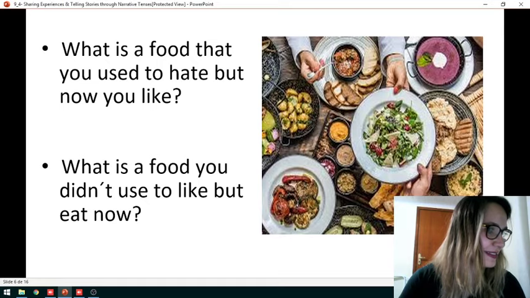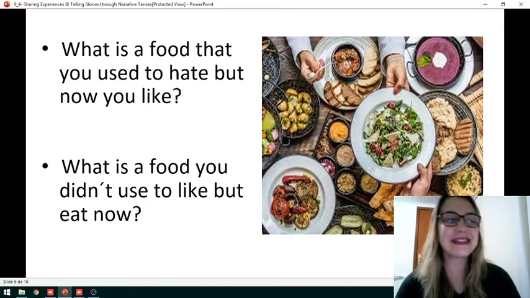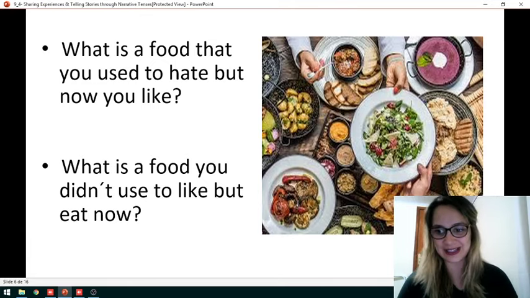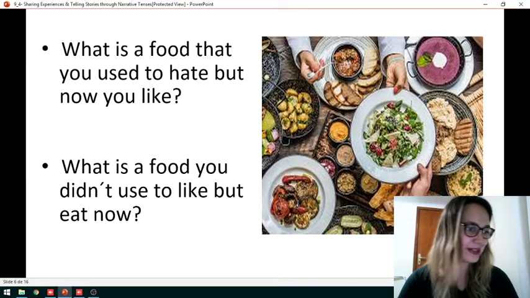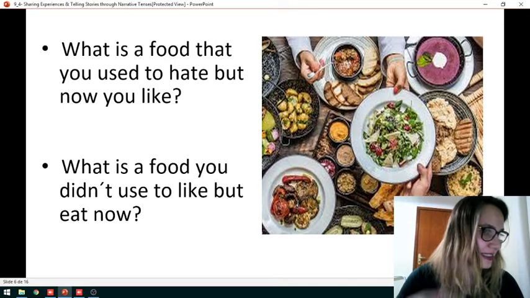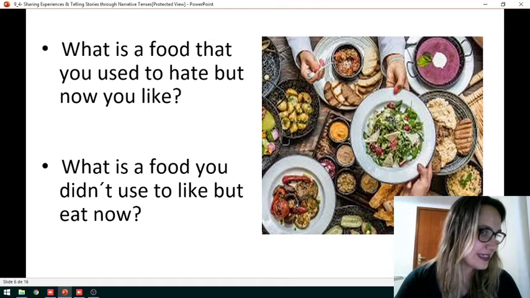I didn't used to like beer, but today I really love it. Good. Beer is definitely an acquired taste. I still don't like beer. I wish I did because it's cheaper than a lot of other drinks, but still don't. Gabriella says, I didn't used to like corn. Good. But now she eats it. Excellent.